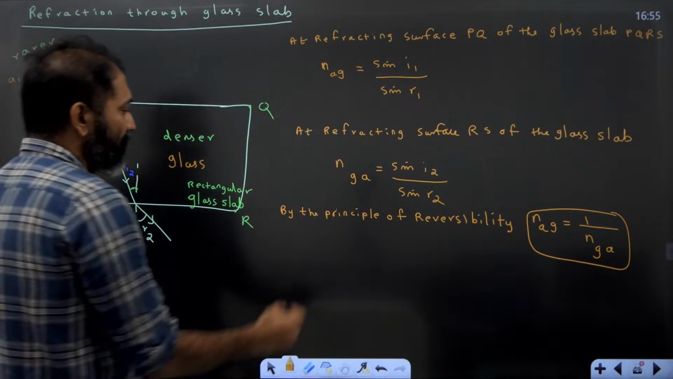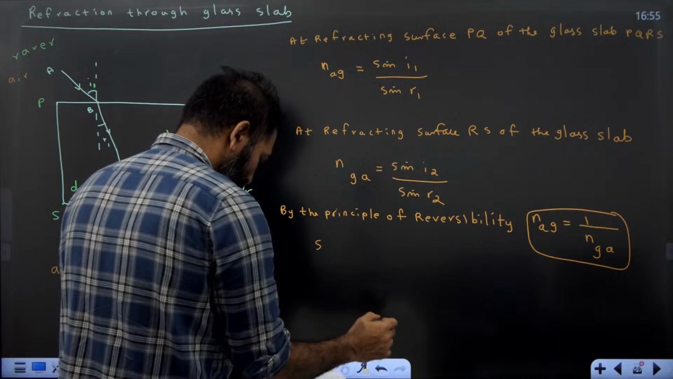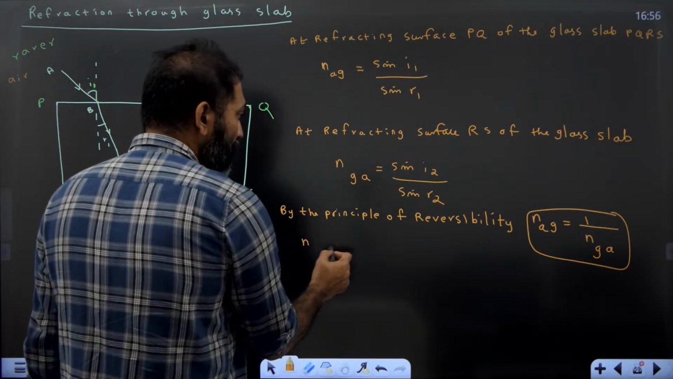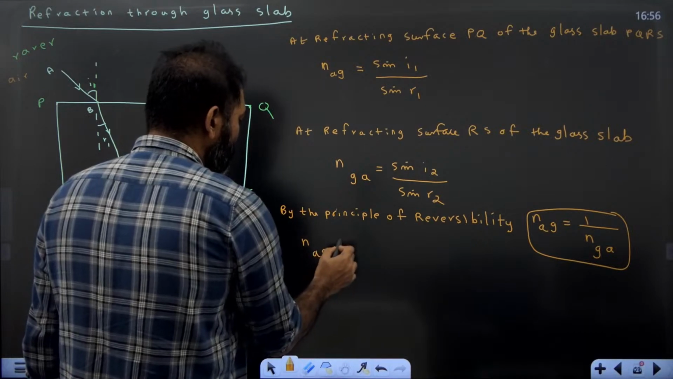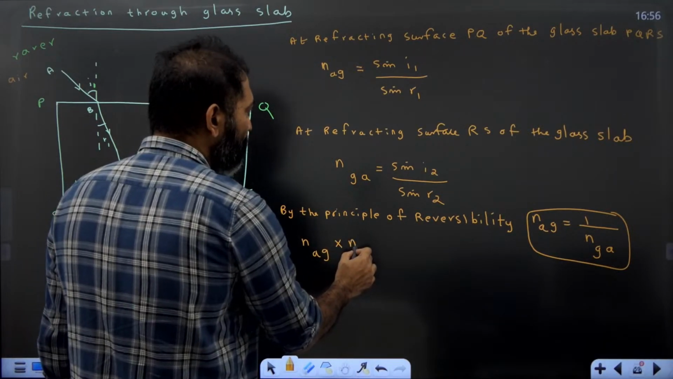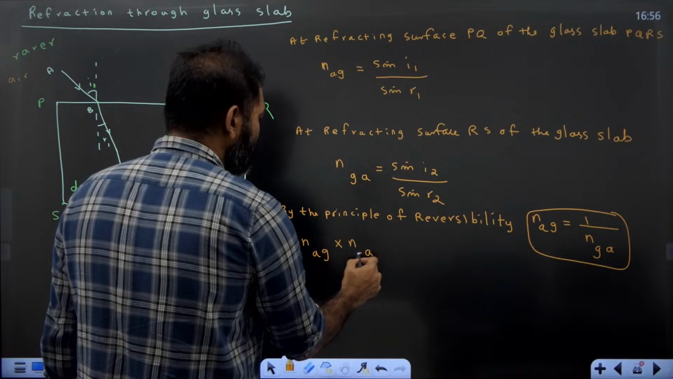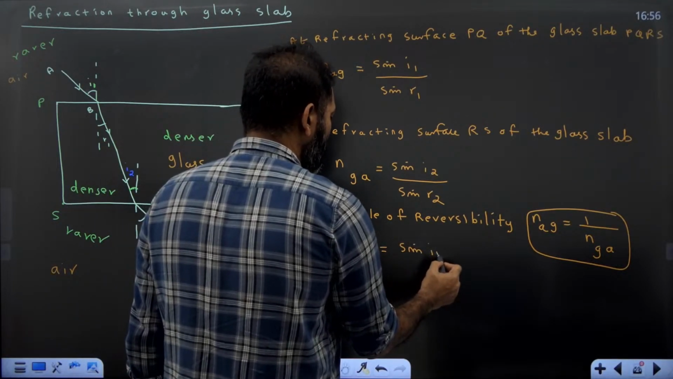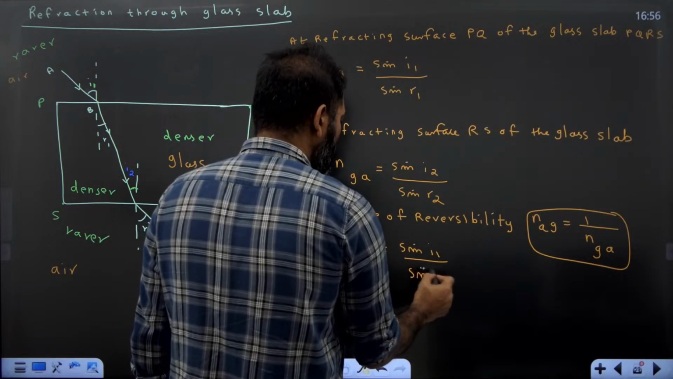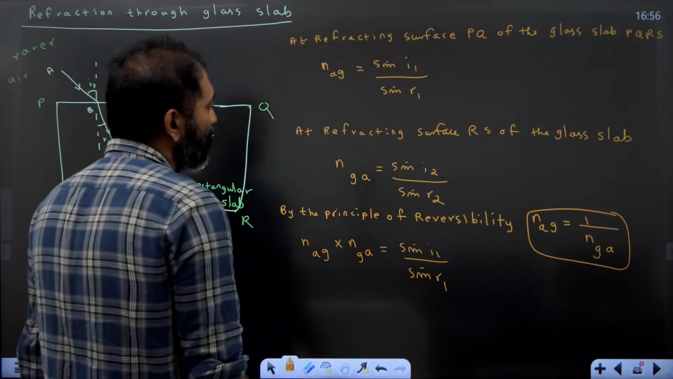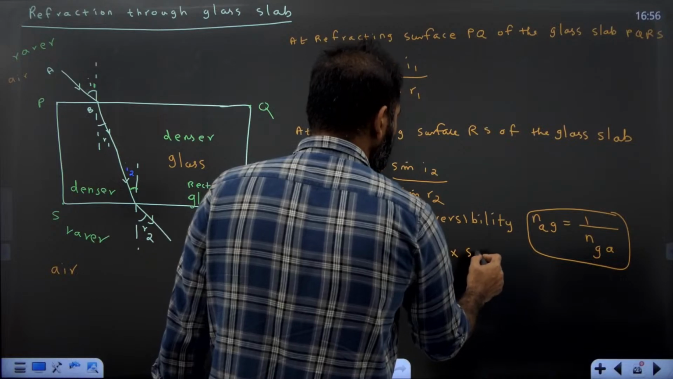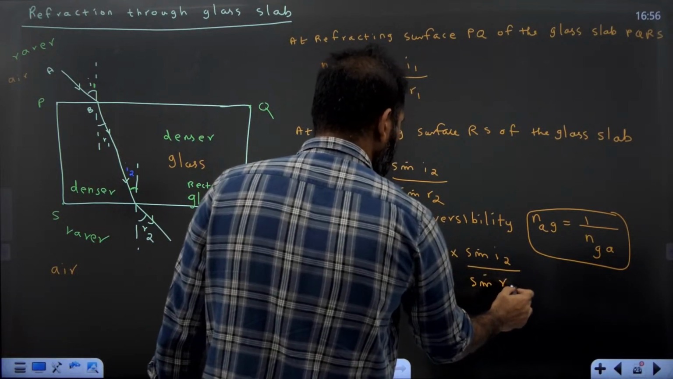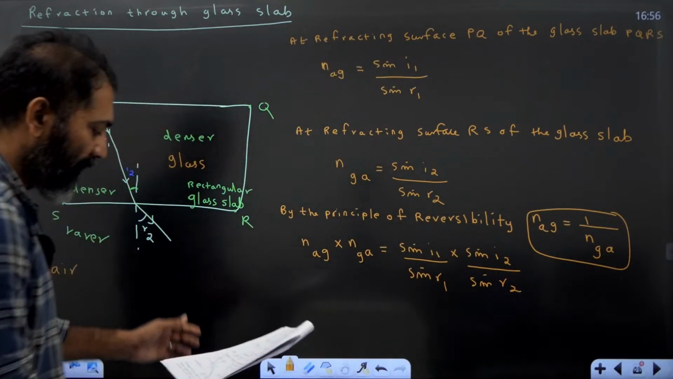So, sin I1, so refractiveness of glass with respect to air into refractiveness of air with respect to glass is equal to sin I1 by sin R1 into sin I2 by sin R2. We are multiplying them.